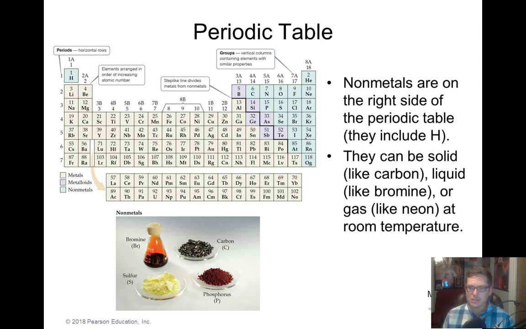Non-metals are on the right side. In this specific one, they're this pale green color. All right, and hydrogen is included with those non-metals. For the most part, a lot of them are gases, some of them are solid, and one of them is a liquid, and that's bromine. But phosphorus, sulfur, and carbon down here in this picture are all solids at room temperature. Fluorine, oxygen, nitrogen are all gases at room temperature, as well as the noble gases.